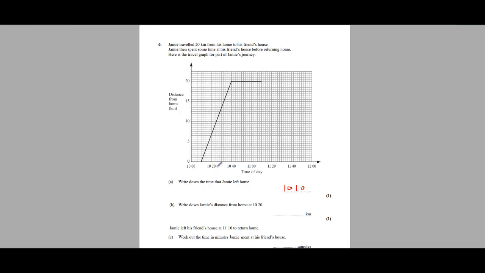What was it? 5 kilometers. 9.5. At 10:20, the person is over here, approximately this much. This is the distance. Sorry, this will be 5.5. Okay, so look here. The gap is 5 kilometers.